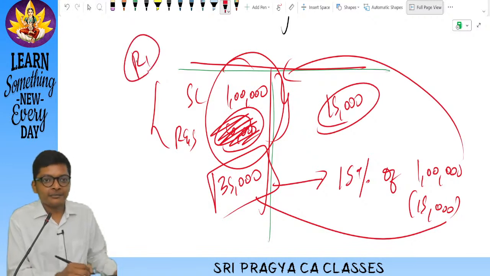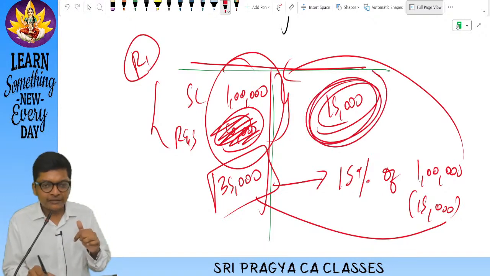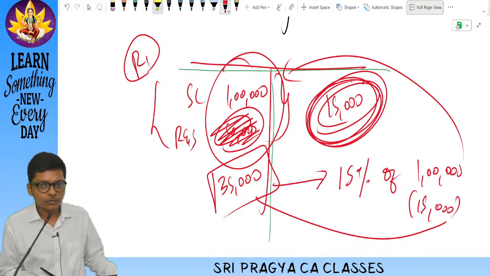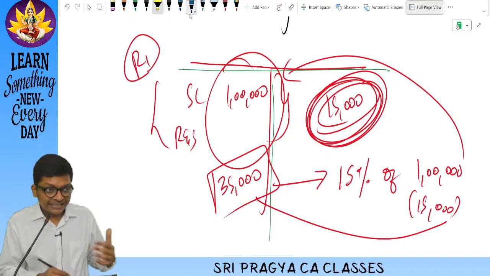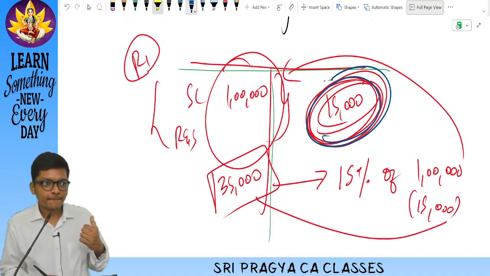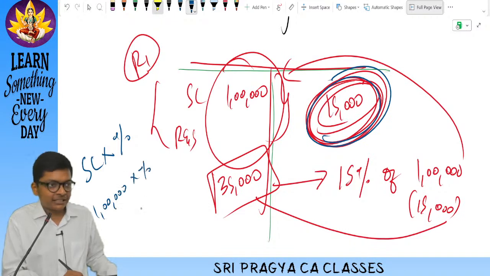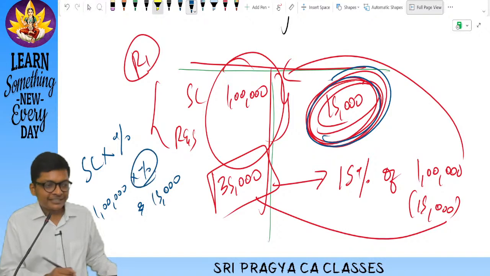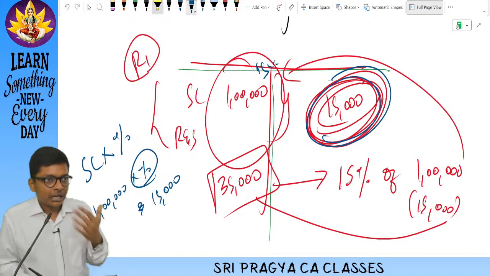Plus, you have to apply rule 1. The maximum rate cannot cross the average rate of the last years. In this question, if I want to declare a dividend of 15,000, what's my rate? Think. I want you to be a little smart. Dividend declared is 15,000. Dividend is share capital into percentage of dividend. Share capital here is 1 lakh into percentage. I am telling it is 15,000. What is the percentage? 15. Come on, guys. You can't be silent here. Are you following, guys?